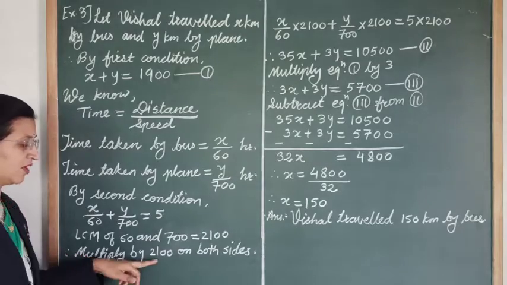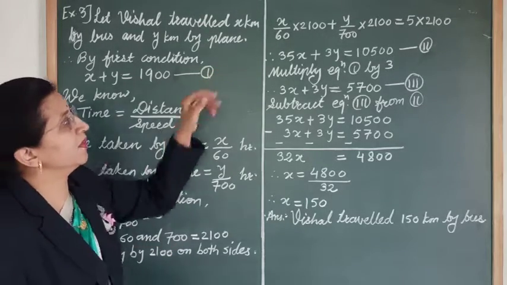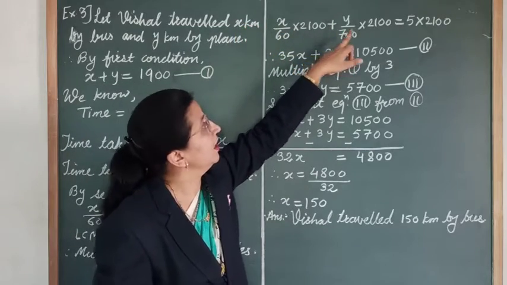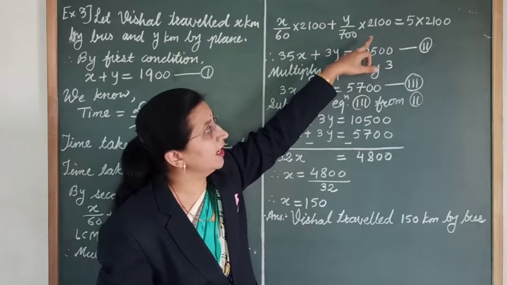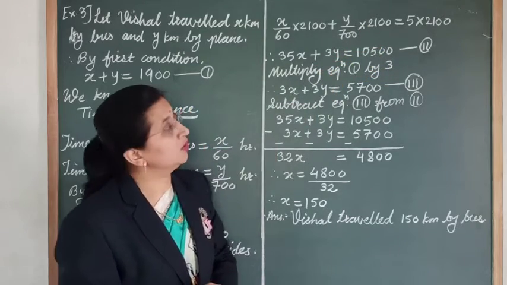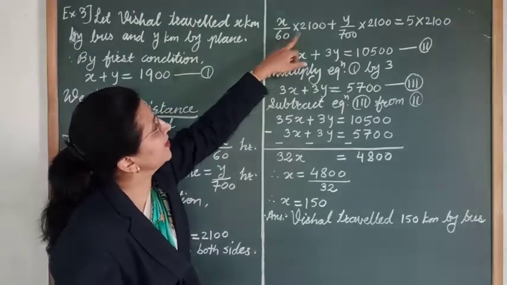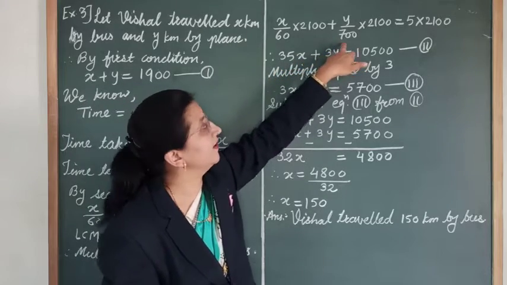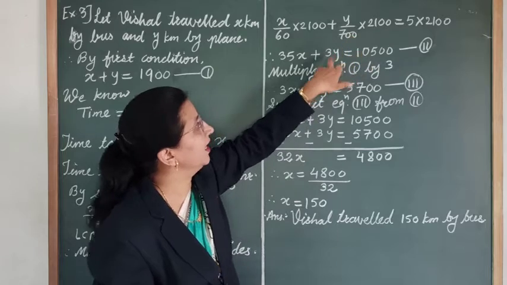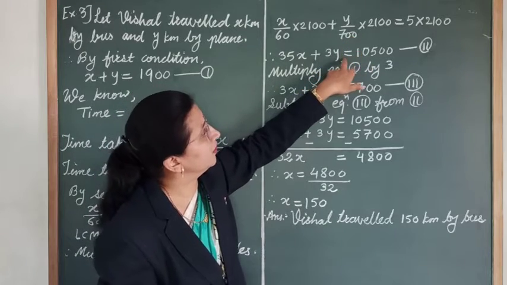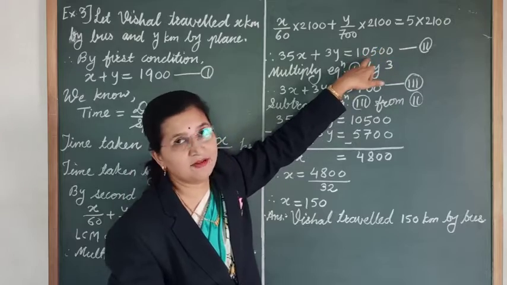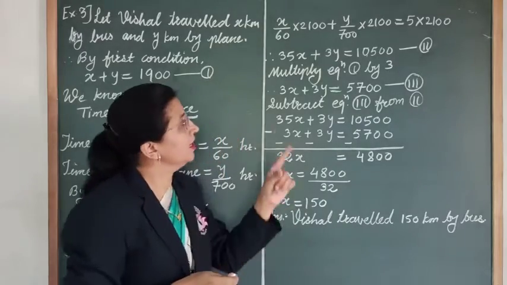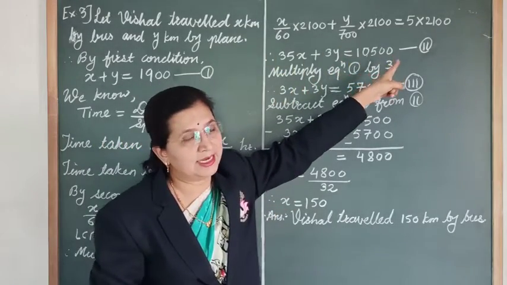So let's multiply by 2100 on both sides. So x upon 60 into 2100 plus y upon 700 into 2100 is equal to 5 into 2100. As we solve this, we will get 35x plus, as we divide 2100 by 700, we will get 3y, is equal to 5 into 21, that is 105 and two zeros. So in this way we will get the answer 10,500. So dear students, this is our equation number second.